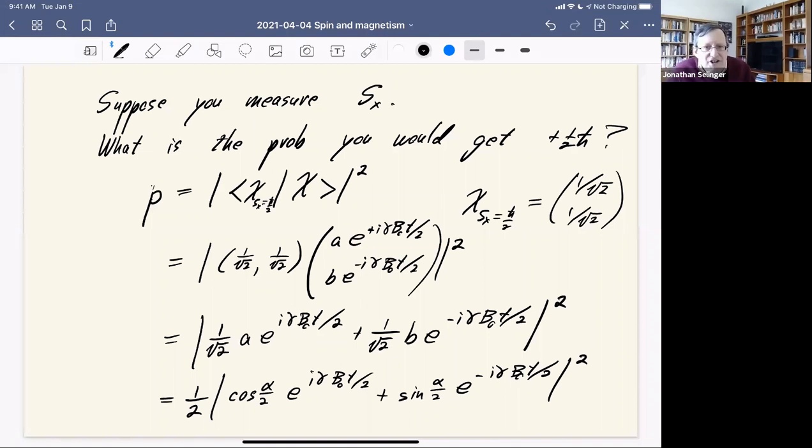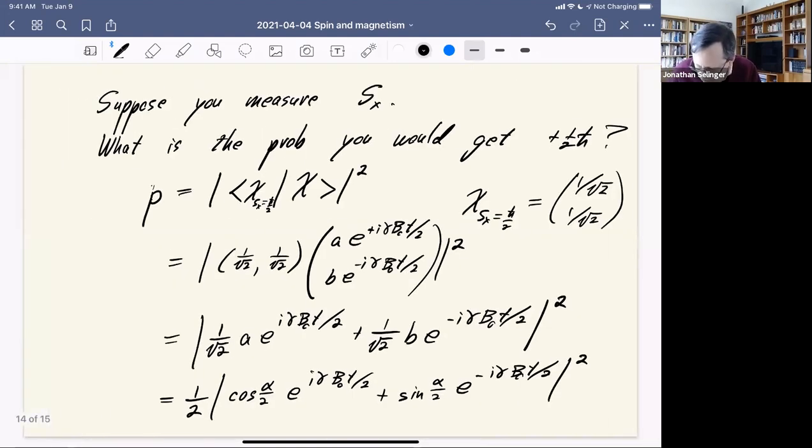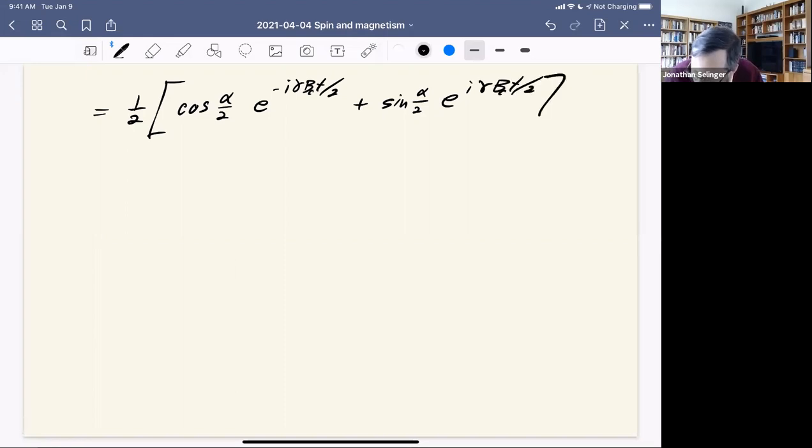Okay, so let's finish this off. So this is 1/2. Well, that absolute value is this thing times its complex conjugate. Right? So it's cosine alpha over 2 e to the minus i gamma B naught t over 2 plus sine alpha over 2 e to the i gamma B naught t over 2, times cos alpha over 2 e to the i, blah, blah, blah.